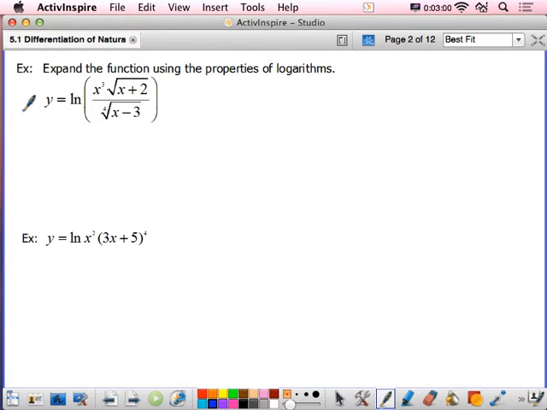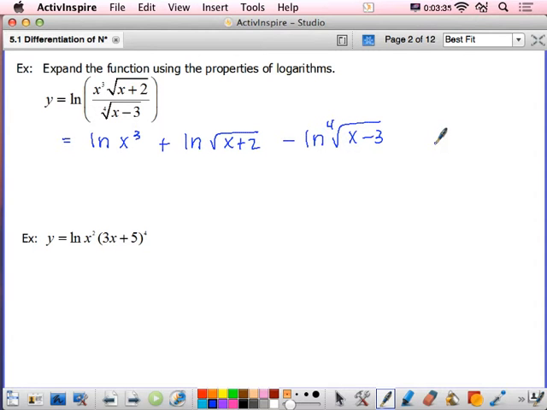So we want to expand this first one. How many different logs could I expand that out into? 2 on top and 1 on bottom, right? So I could actually expand it into 3 logs. So we're going to start there. I'm going to rewrite it. It is equal to the natural log of x to the 3rd plus the natural log of the square root of x plus 2. And then the denominator will be minus. So minus the natural log of the 4th root of x minus 3.